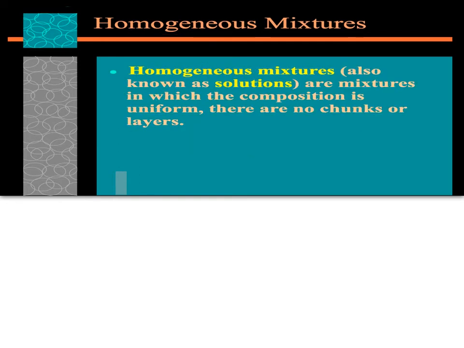If we have a homogeneous mixture, also sometimes called a solution, the composition is uniform. We don't see any materials in it. We wouldn't very easily separate the materials. We wouldn't see any layering or chunks in the materials. Again, remember the word homogeneous means that the matter is uniform throughout. So we don't see the other matter in a homogeneous mixture.